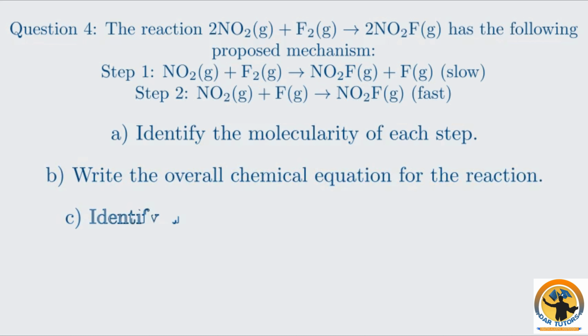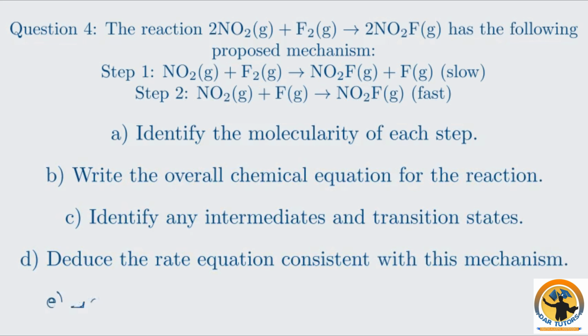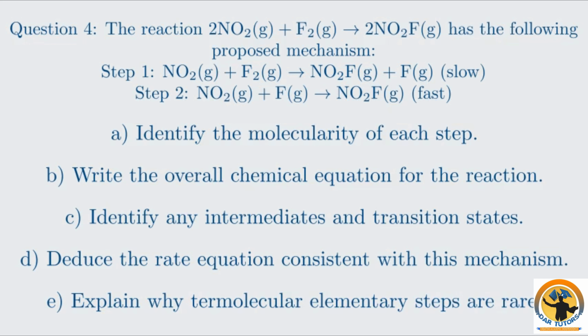Part C asks you to identify any intermediates and transition states. Part D asks you to deduce the rate equation consistent with this mechanism. And Part E asks you to explain why termolecular elementary steps are rare. Pause the video and try to answer these 5 parts.